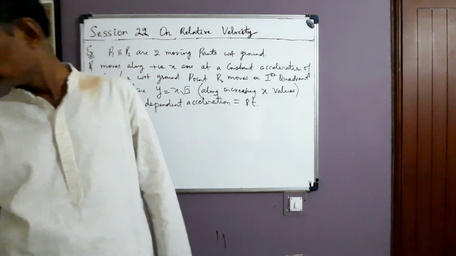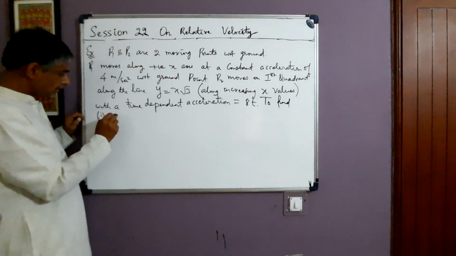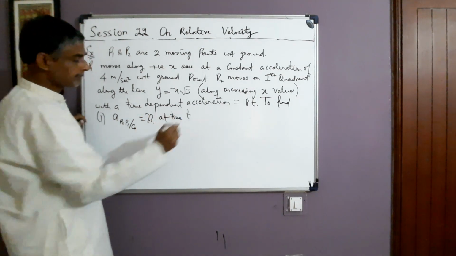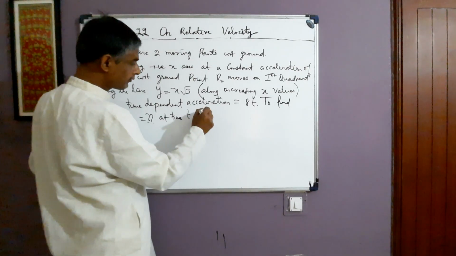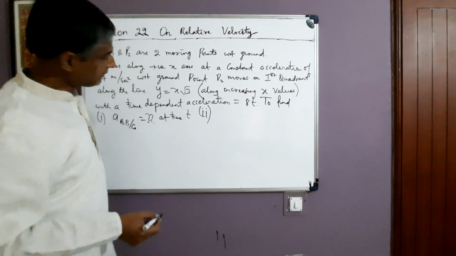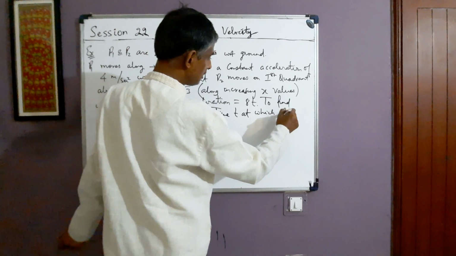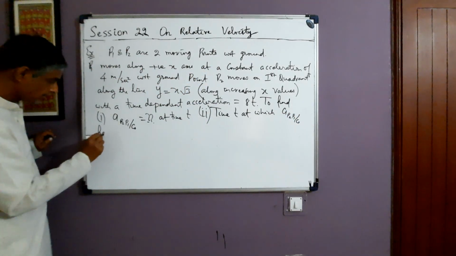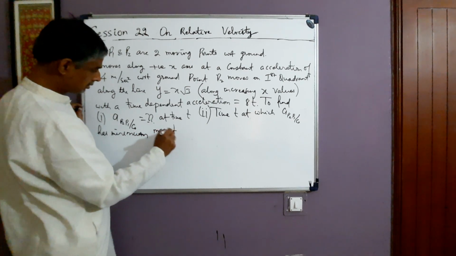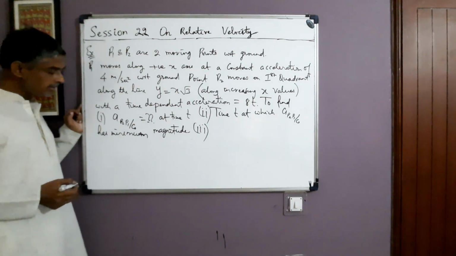So we have to determine three things. First, we have to find the magnitude of relative acceleration of P2 with respect to P1 in ground frame at time t. Second, we have to find the time instant t at which A P2 P1 G has a minimum magnitude. And third, the minimum magnitude of this relative acceleration.